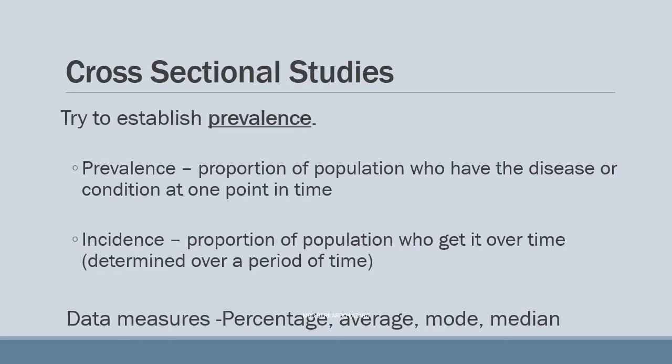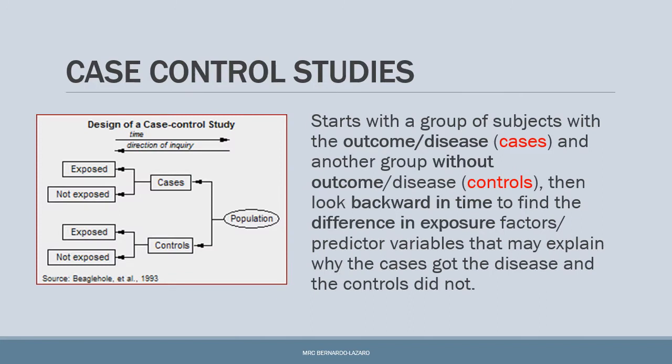No temporal relationship is established, or it cannot be determined if the exposure factors preceded the outcome measure and vice versa. You may use data measures such as percentage, average, mode, and median. A case control study starts with a group of subjects with the outcome or disease and another group without the outcome or disease. Then you look back in time to find the difference in exposure factors or predictor variables that may explain why the cases got the disease and the controls did not.